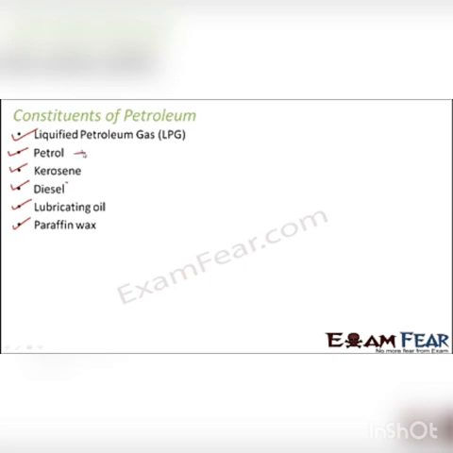For example, petrol is used as a motor fuel. Diesel is also used as a motor fuel. Kerosene is used for lighting lamps. Lubricating oil is again used for lubrication to smoothen the surfaces in machineries. Paraffin wax is used for making candles and many other types of products.